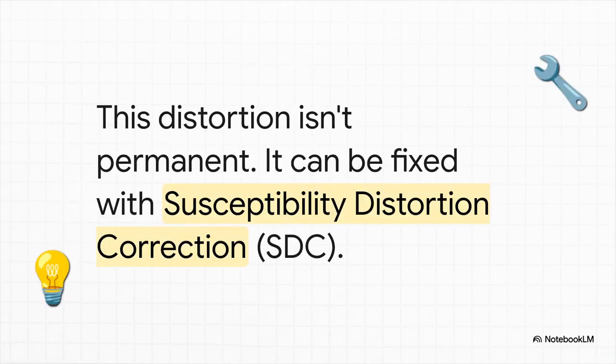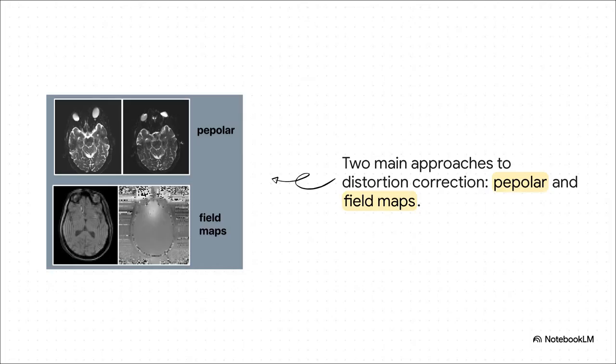Okay, so if we want our results to mean anything, we just can't ignore this. We absolutely have to fix it. The whole process is called susceptibility distortion correction, or SDC for short. And lucky for us, there are some really clever ways to get it done. So we've basically got two main strategies in our toolbox for this. Up top, you're seeing examples of the POPE method, and down on the bottom is the field map method. They look pretty different, but they're both trying to do the same thing: measure that warp and then undo it. So let's break them both down.